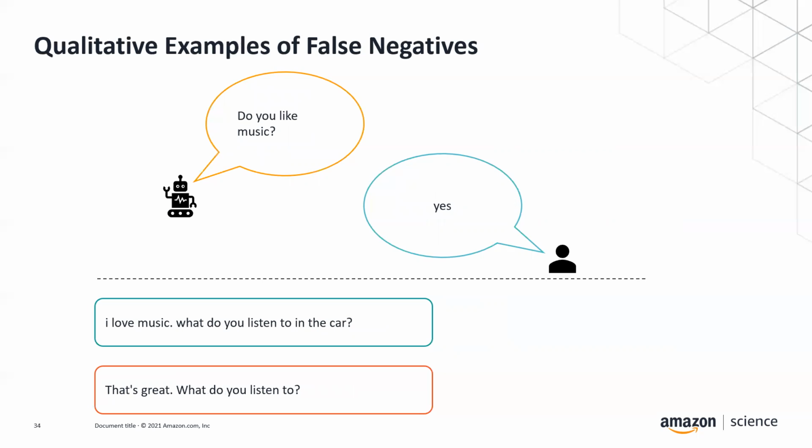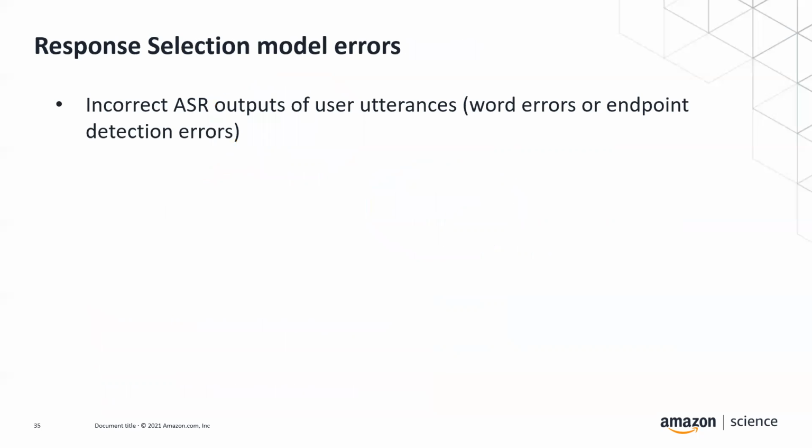And another example is if the system's asking, "Do you like music?" And then the system response after that is, "What do you listen to in the car?" But the adversarial candidate being generated is, "What do you listen to?" So again, this is the same issue as before.